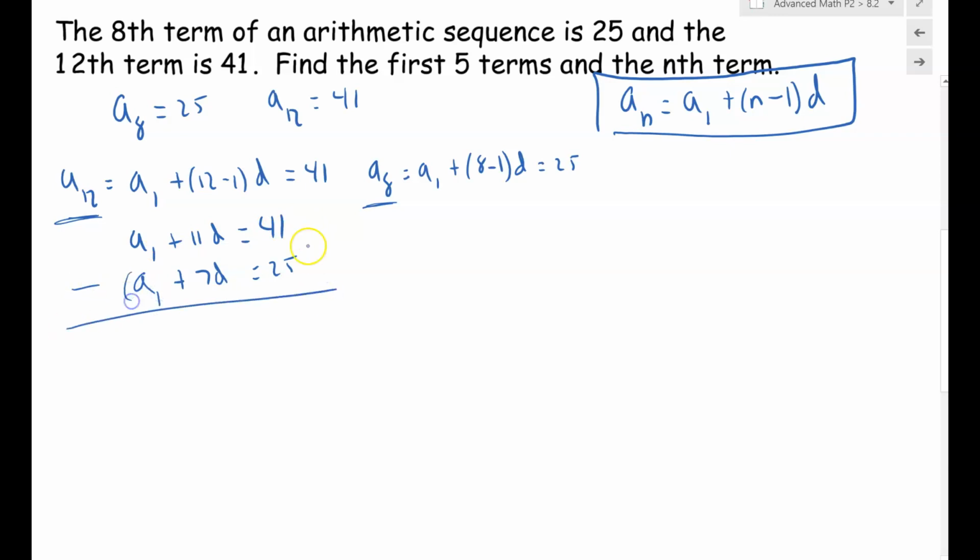We're going to subtract these. Okay, so if you're going to subtract these, what's going to happen to the A1s? They're going to cancel, and then you're going to minus and minus. So we get 4D equals 16. So D is 4.